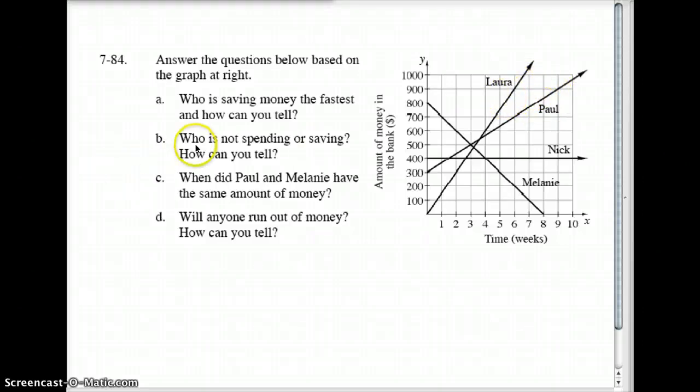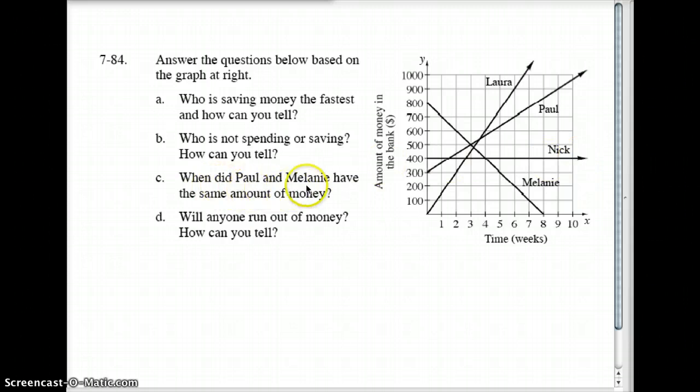There's one other person who's going up, which is Paul, but Paul just doesn't save quite as fast as Laura does. Who is not spending or saving? How can you tell? Well, if they're not saving money, they're not going up. If they're not spending money, they're not going down. So who's not going either up or down? You might be saying Nick. His line's going flat. It's not going up, he's not saving money. It's not going down, he's not spending money. So Nick is just staying flat.